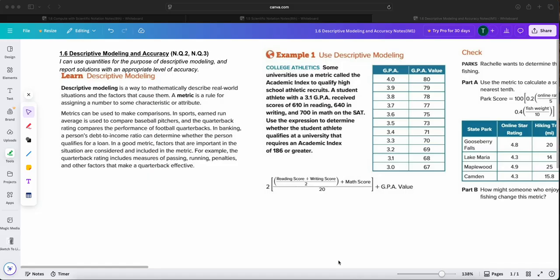So here's the formula that they use. They take 2 times, and then in brackets, they take the reading score plus writing score divided by 2, plus the math score divided by 20. Then they add in the GPA value. So here, we're going to go through and do that with this example. We're going to plug things in where they go.